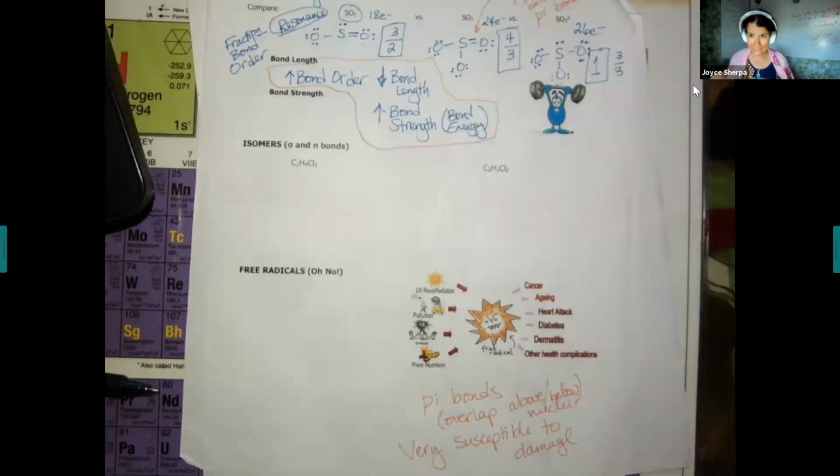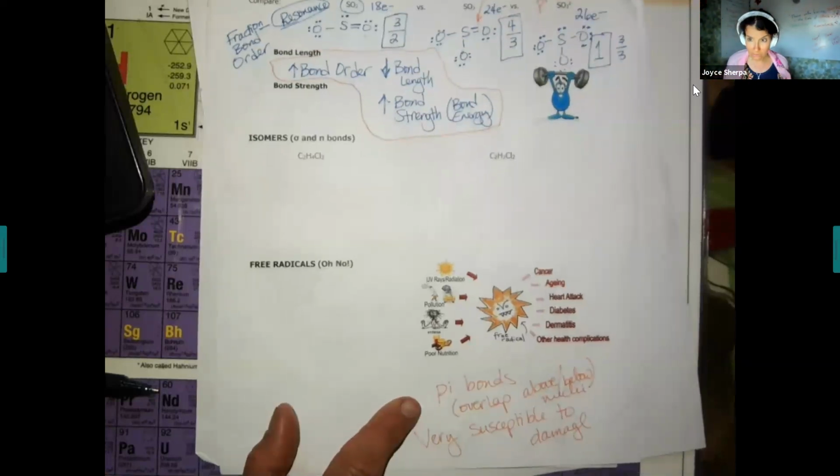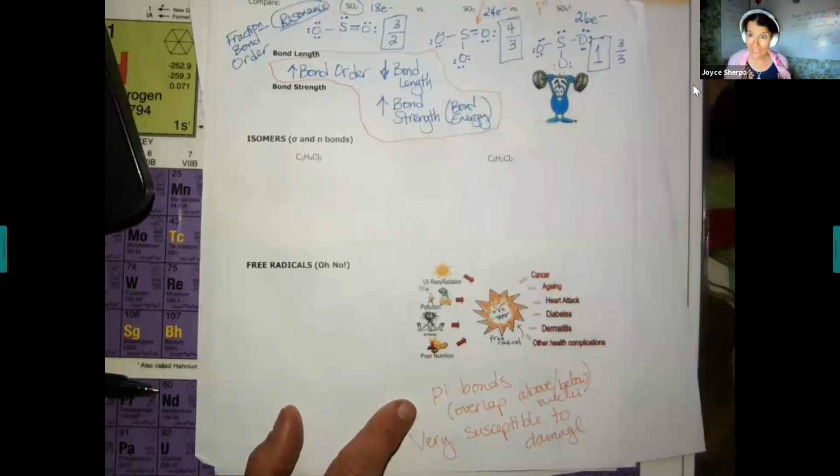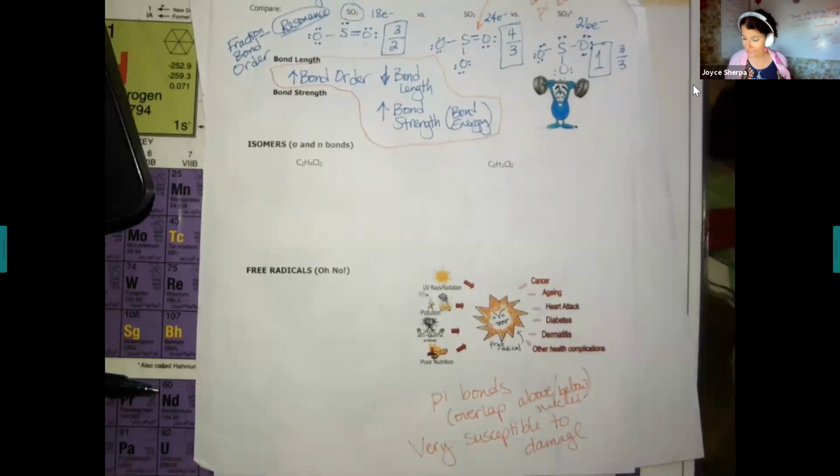So our cell membranes are the walls. So like your house has walls. If you suddenly had holes in the walls of your house, it's going to eventually fall down. Our cell membranes are loaded with pi bonds, and they are very susceptible. It's actually important that we have them there, but they're very susceptible to injury.